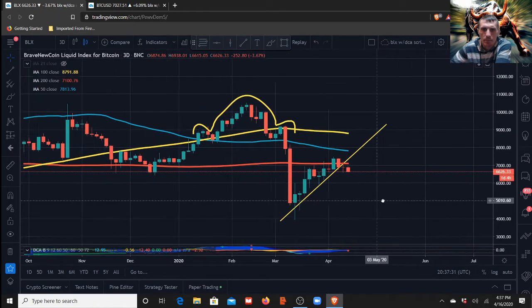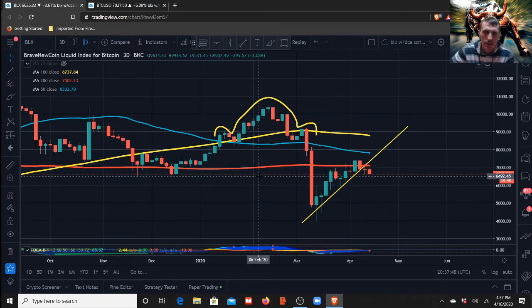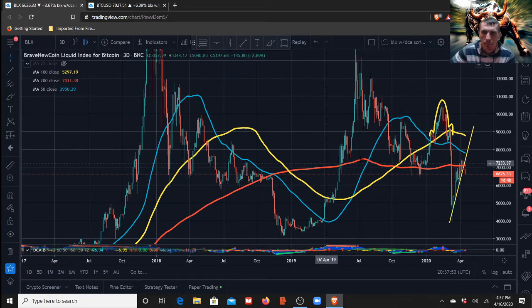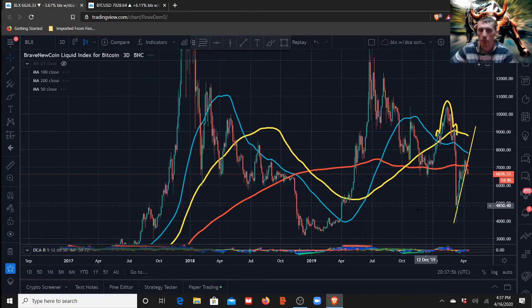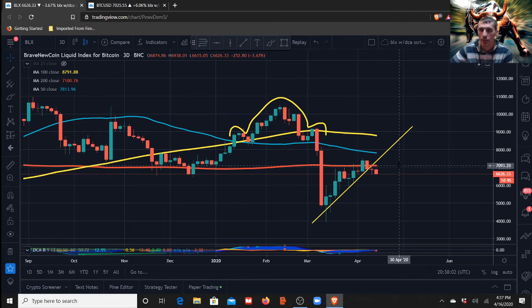Show you a little bit better. And as you can see on the 3-day, we tested the 200 period moving average and rejected. It looks like we used it as support for a little bit. When we're above it, we're using it as support. When we're below it, it is resistance. So I would be looking probably for a retest of around the 7,100 area, and watch it there. If it does not break through there, then we're going back down, guys.